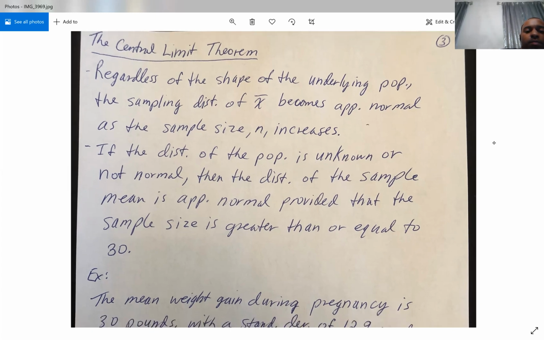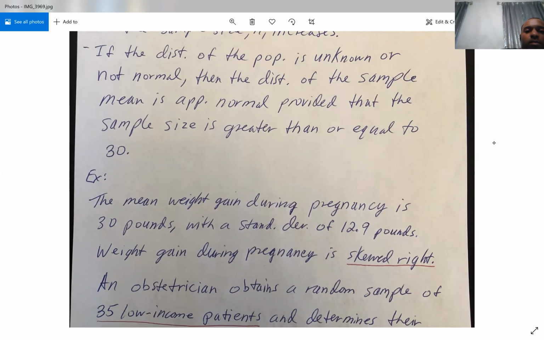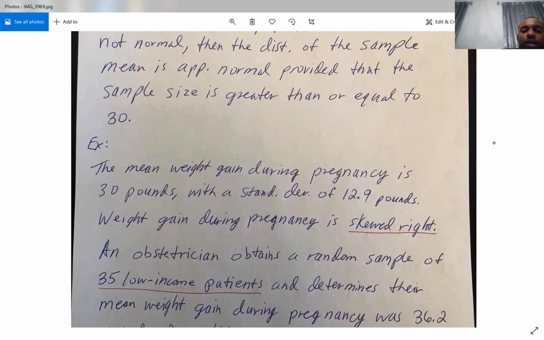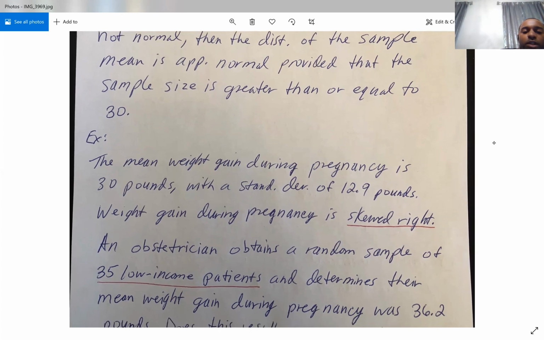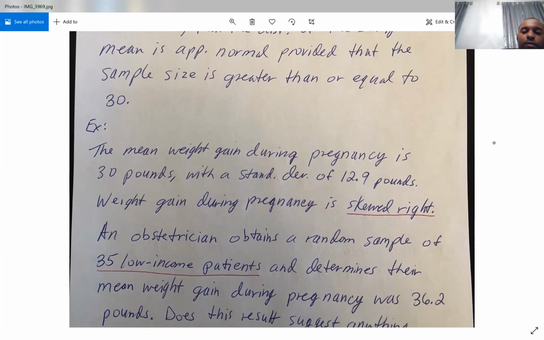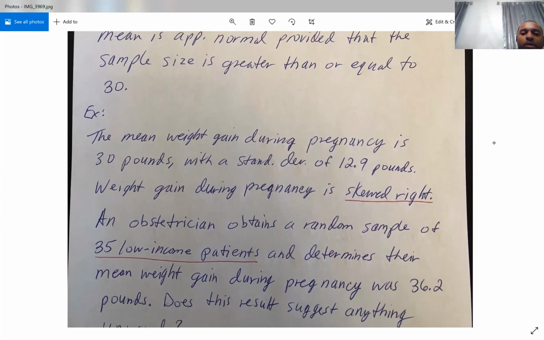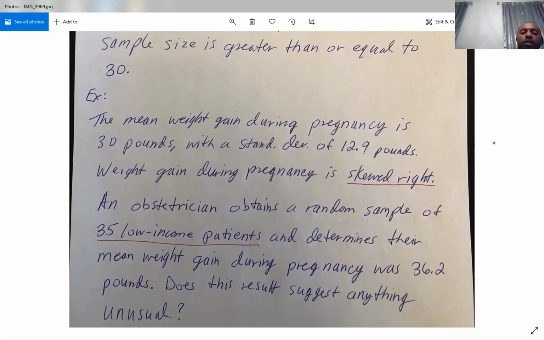All right, scrolling up. So the mean weight gain during pregnancy is 30 pounds with a standard deviation of 12.9 pounds. Weight gain during pregnancy is skewed right. An obstetrician obtains a random sample of 35 low-income patients and determines that their mean weight gain during pregnancy is 36.2 pounds. Does this result suggest anything unusual?